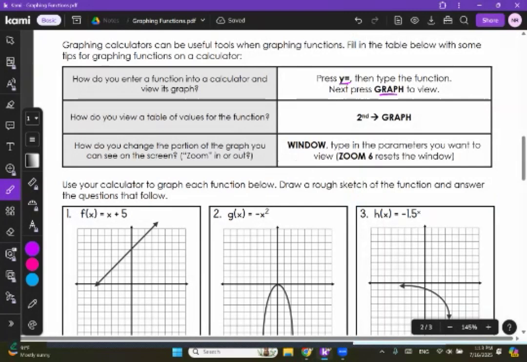How do you change the portion of the graph so you can see it on the screen, zoom in or zoom out?